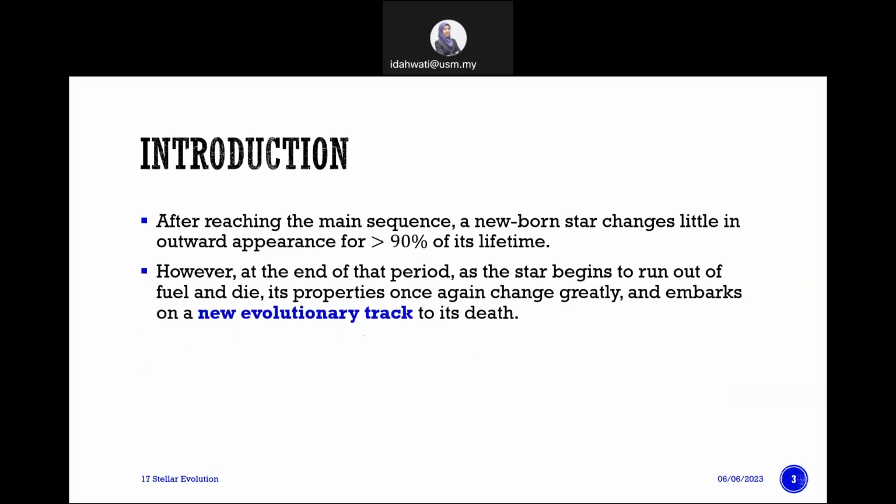Okay, for the introduction, after reaching the main sequence, a newborn star changes little in outward appearance for more than 90% of its lifetime. However, at the end of that period, as the star begins to run out of fuel and die, its properties once again change greatly and it embarks on a new evolutionary track.